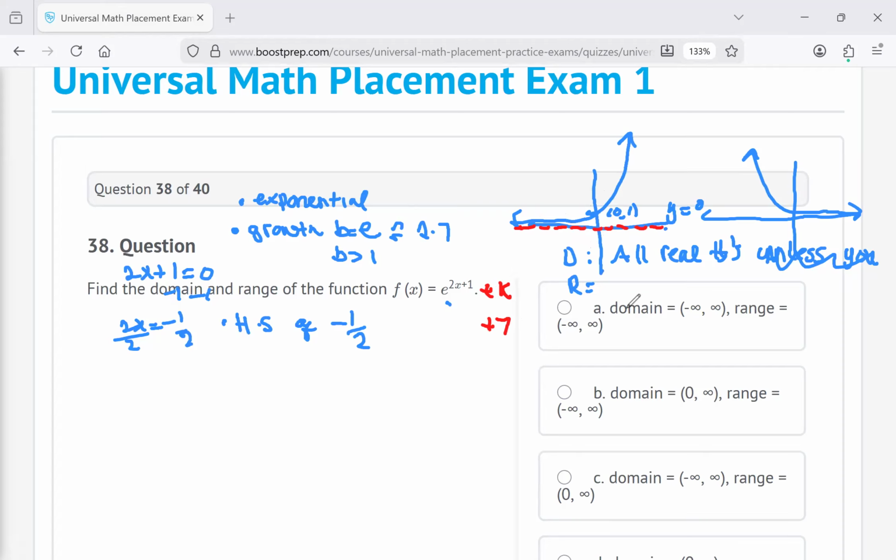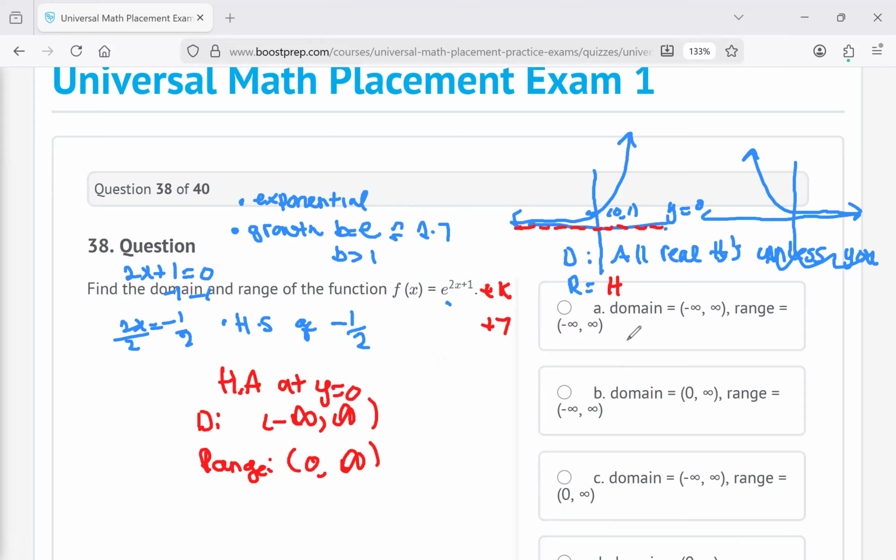So what that means is our horizontal asymptote is at y equals 0. So our y values can never go below 0. So that means our range for this graph is from 0 to infinity. And our domain, it doesn't matter if it's a growth or a decay, is all real numbers.